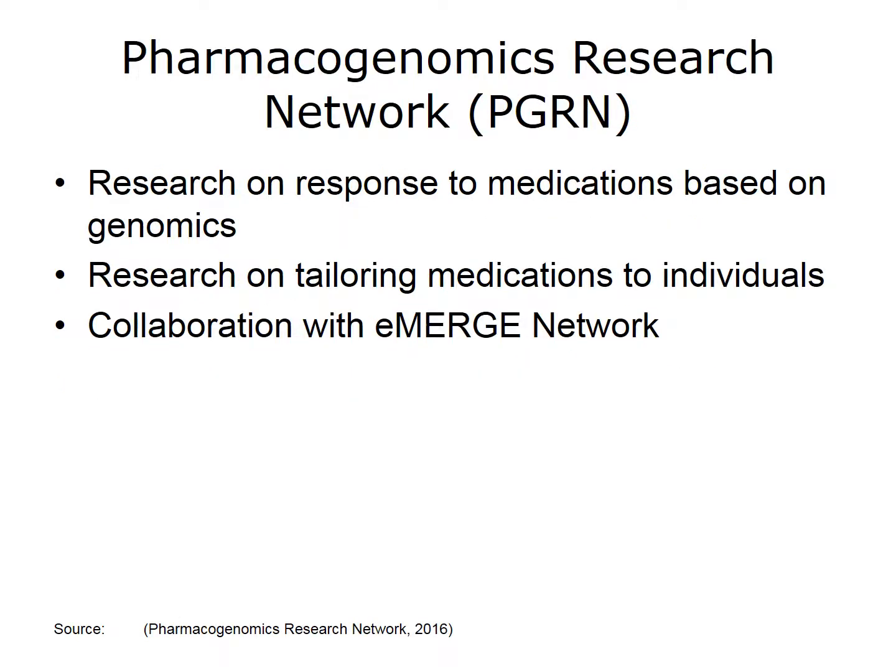The Pharmacogenomics Research Network, or PGRN, does research on identifying how individuals respond to medication based on their genetic characteristics, and studies the impact of tailoring medications to an individual's unique genetic makeup. They have collaborated with the eMERGE network on studying several medications, including warfarin and clopidogrel.